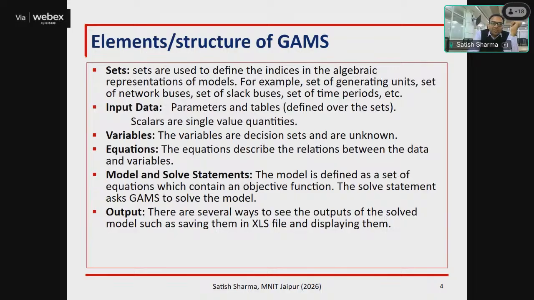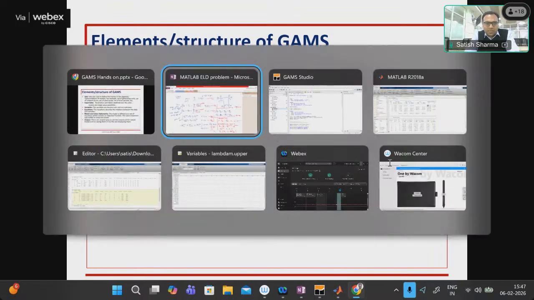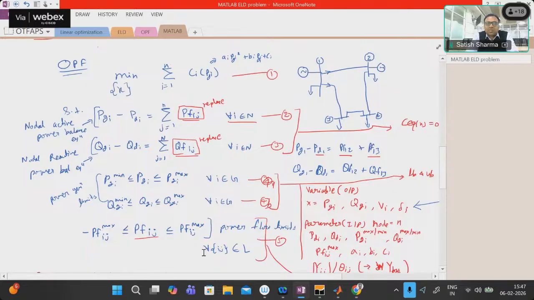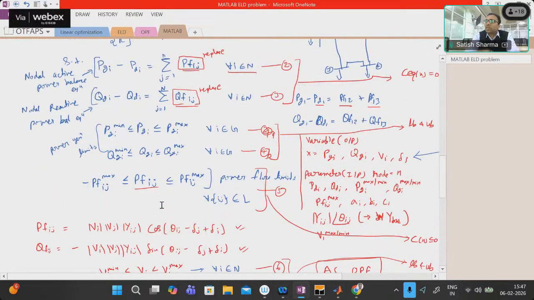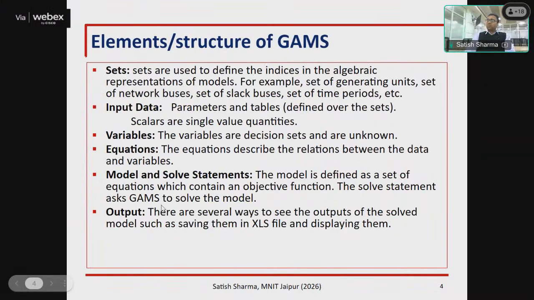In GAMS, you don't have to worry about whether the equation is linear or non-linear. You don't have to define them separately. I will define them in this particular sequence, irrespective of whether the first two are non-linear, then some linear limits, then some non-linear equations. Irrespective of that, I can choose any sequence, and whatever I have written with my copy and pen, whatever problem I have defined, I can define those equations exactly the same.